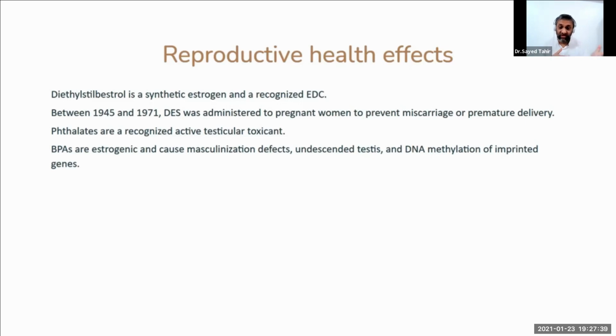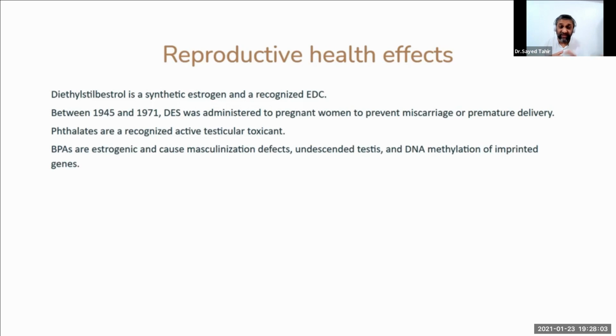Phthalates, like I told you, are available in all the plastics today. It is an active testicular toxicant. You can imagine that today, on average, the male sperm count has dropped from say 150 million to now normally 70. And the count keeps going down. All these things affect us.